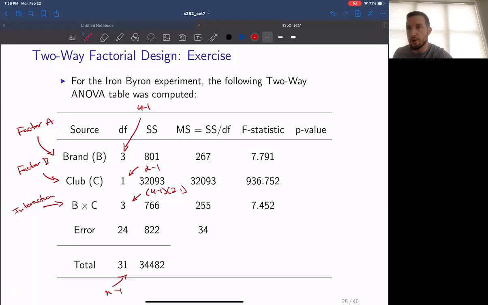We have our sum of square measurements, which would be computed using the formula in the decomposition of the sum of square. We have our mean squares, which are found in the same way they were before. So sum of square divided by degree of freedom. And then we have our F statistics. And in each case, the F statistic is always the MS for that particular source divided by the MS error.